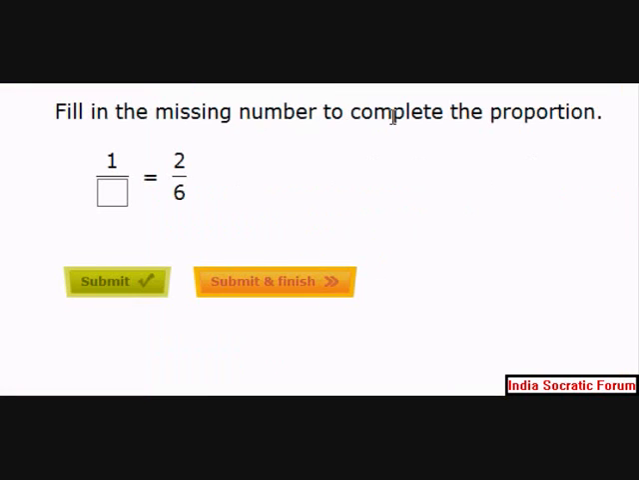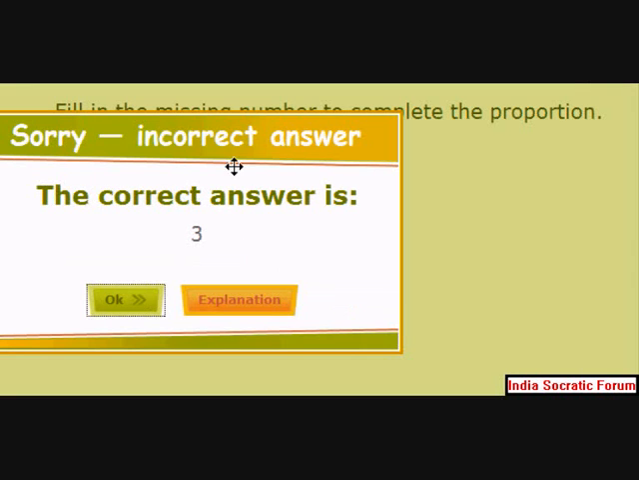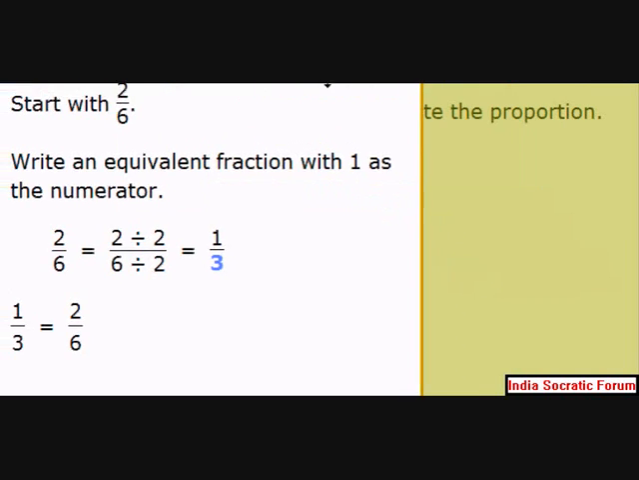Fill in the missing number to complete the proportion. 1 by what equals 2 by 6. This is the proportion. What is the proportion here? Proportion of 6 is, proportion of 2 is 1. Therefore proportion of 6 should be, find it out. Pause the video, find. Correct answer is 3. Do you know how we got that?